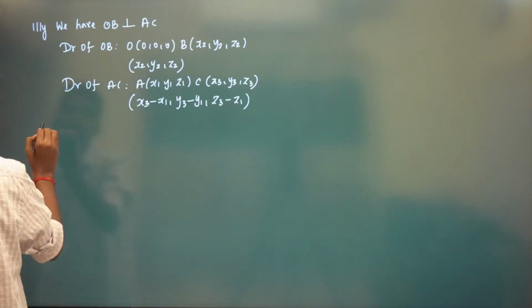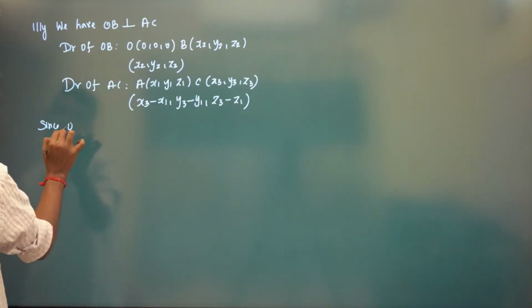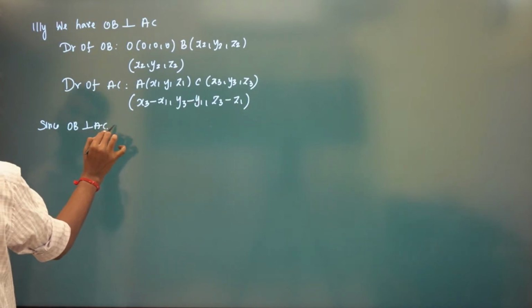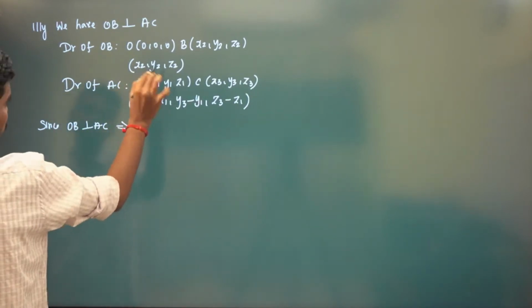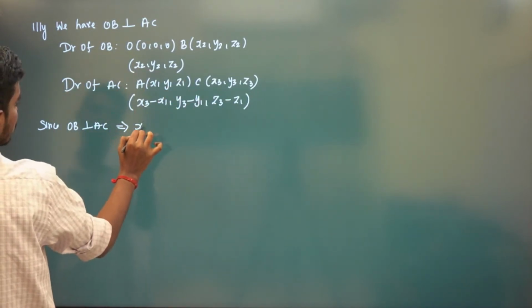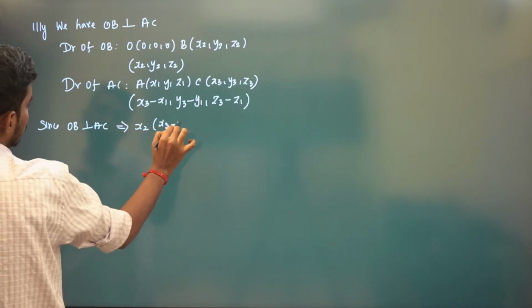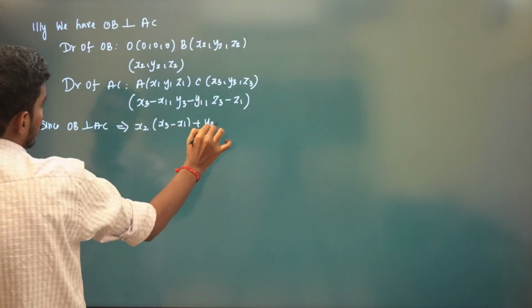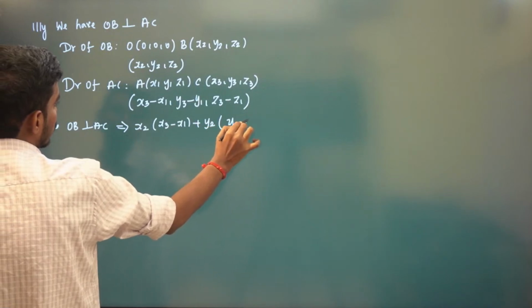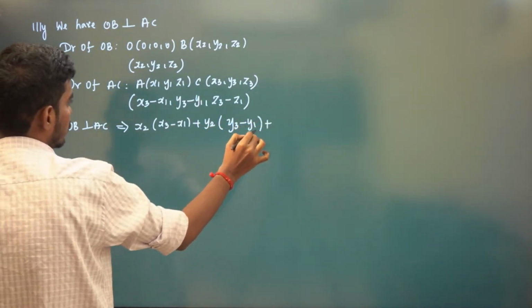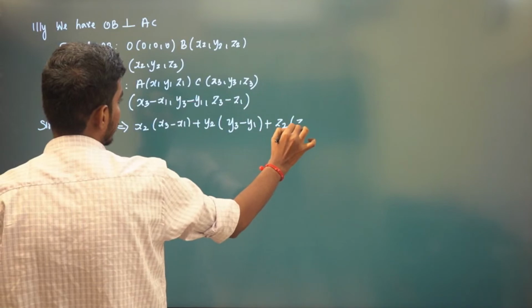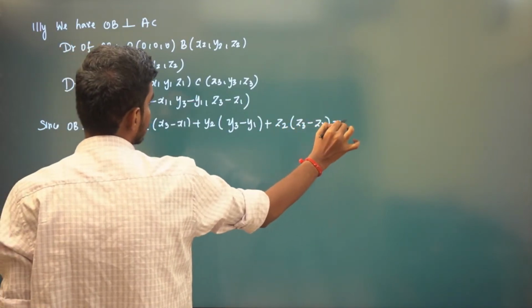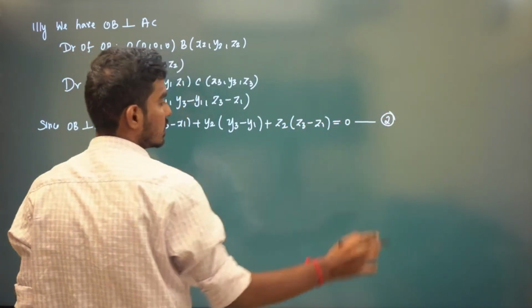Since OB is perpendicular to AC, this implies a1 a2 plus b1 b2 plus c1 c2 is 0. So x2 into (x3 minus x1) plus y2 into (y3 minus y1) plus z2 into (z3 minus z1) is 0. Call this equation number 2.